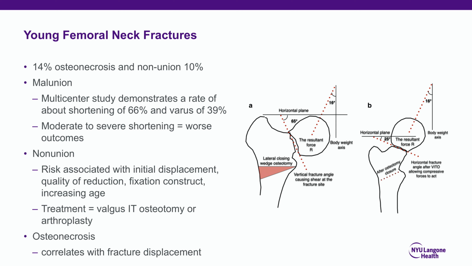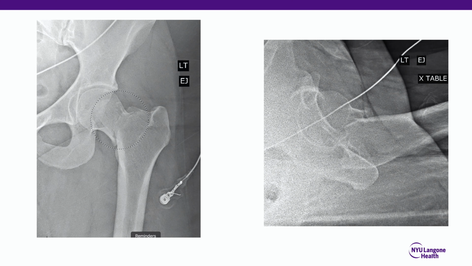Osteonecrosis is correlated directly with fracture displacement. The more displacement initially, the higher the risk of osteonecrosis. This is a 25-year-old male who sustained a displaced femoral neck fracture. He was reduced through closed reduction means, and a sliding hip screw with derotational screws was used as an implant of choice. Again, it's not exactly the type of implant that is used which is important, but also the quality of the reduction is the most important thing that goes along with treatment of these injuries.